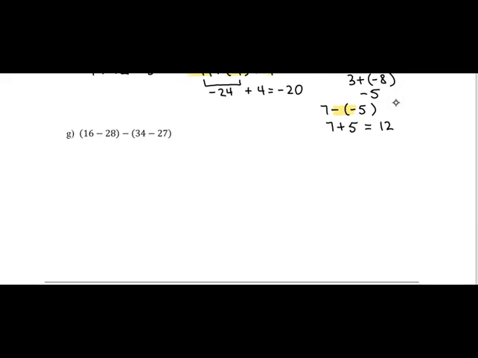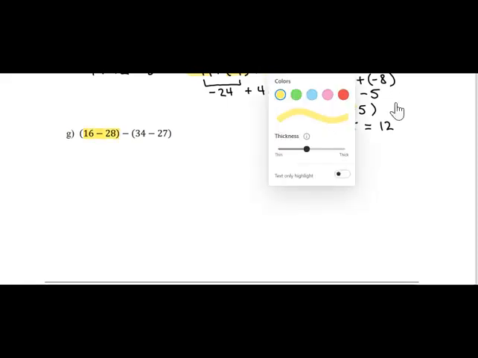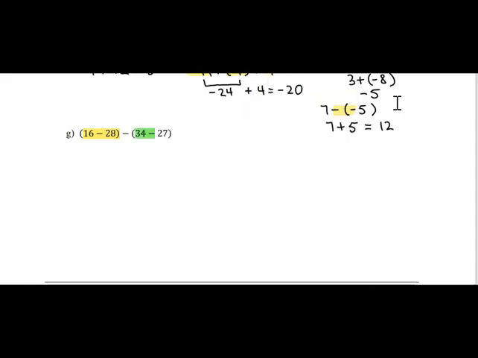The last numerical problem before we move on to some application problems. So here we have two sets of parentheses. So we're going to do 16 minus 28 first. Then we're going to do 34 minus 27. And the last part that we're going to do is we're going to subtract those three. Again, 1, 2, and 3.